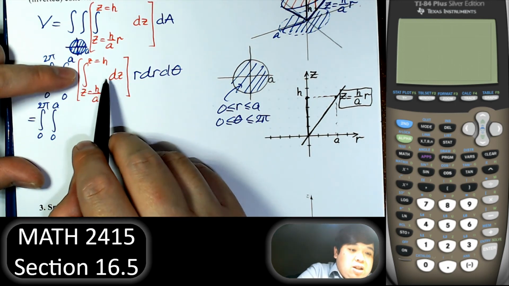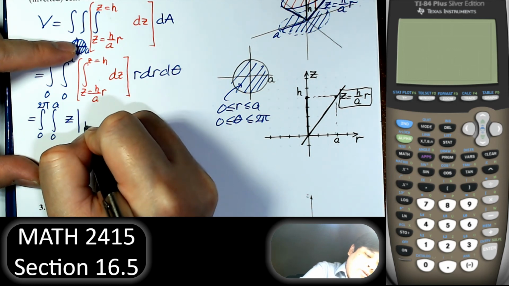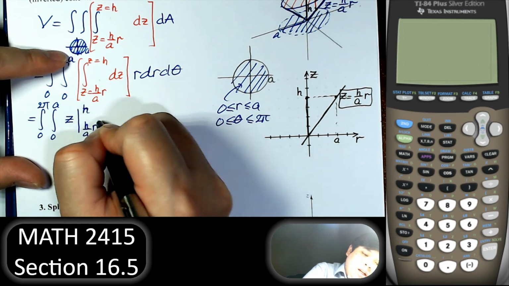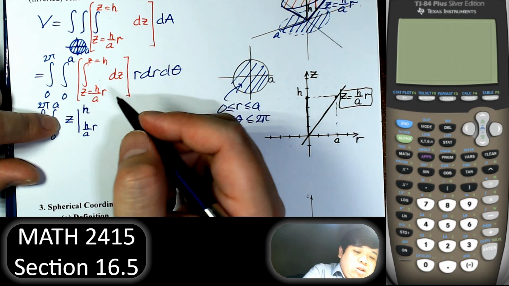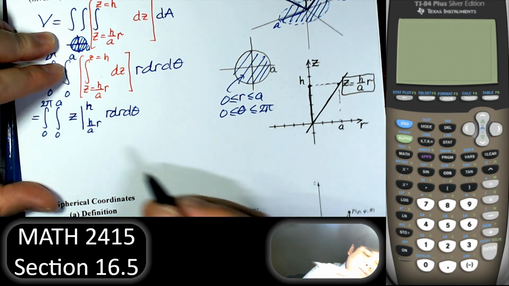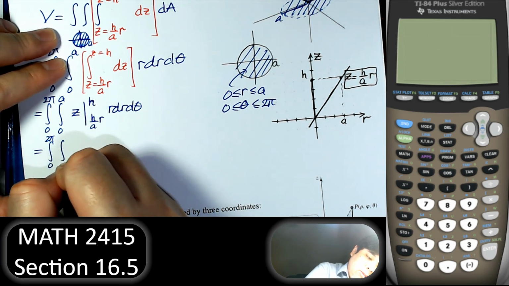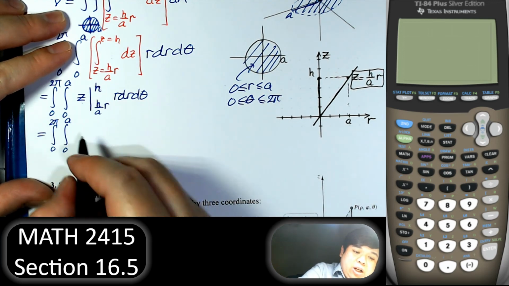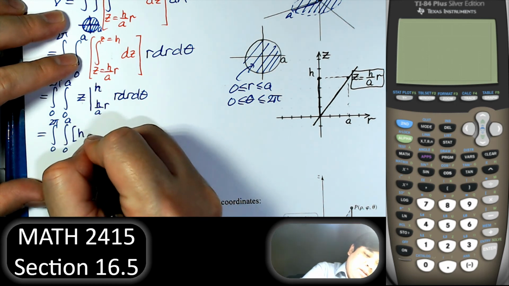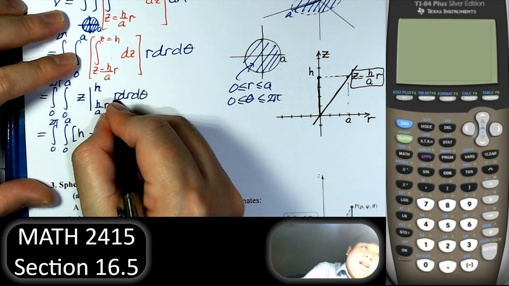So integrate this, there's no z here, so evaluating that would be just z, from h over a r to h. If it's clear that we just substitute into z, we don't need to write z equal to. Here we have r dr d theta. We substitute h in here, and then substitute that in. Don't forget there's an r.